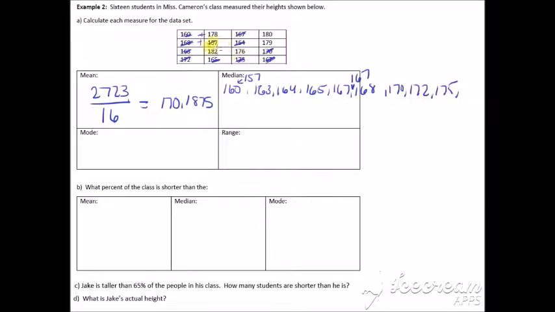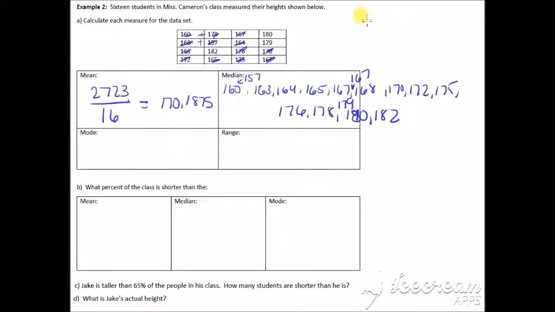I'm just going to continue. 176, 78, 180, and 182. Oh, 179 here. And what I do is I always check that I wrote the exact amount of numbers. 1, 2, 3, 4, 5, 6, 7, 8, 9, 10, 11, 12, 13, 14, 15, 16. Okay, so we're good.